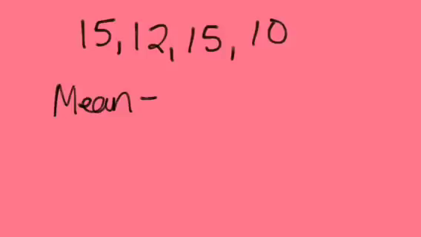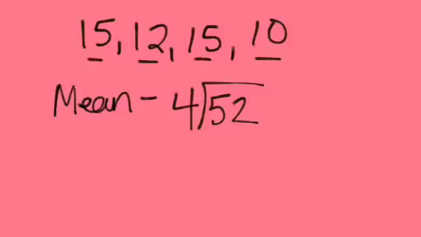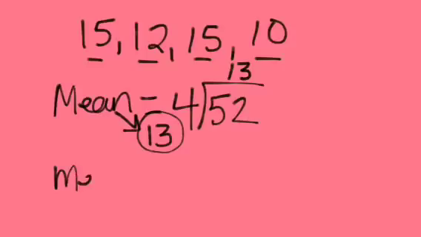Alright, so when I added all of those numbers together, I got 52, but that's not my answer. I then have to take that answer and divide by how many numbers there are. And there's 4 numbers. So again, pause the video. If you haven't already, divide 52 by 4, and you get 13. So my mean is 13.